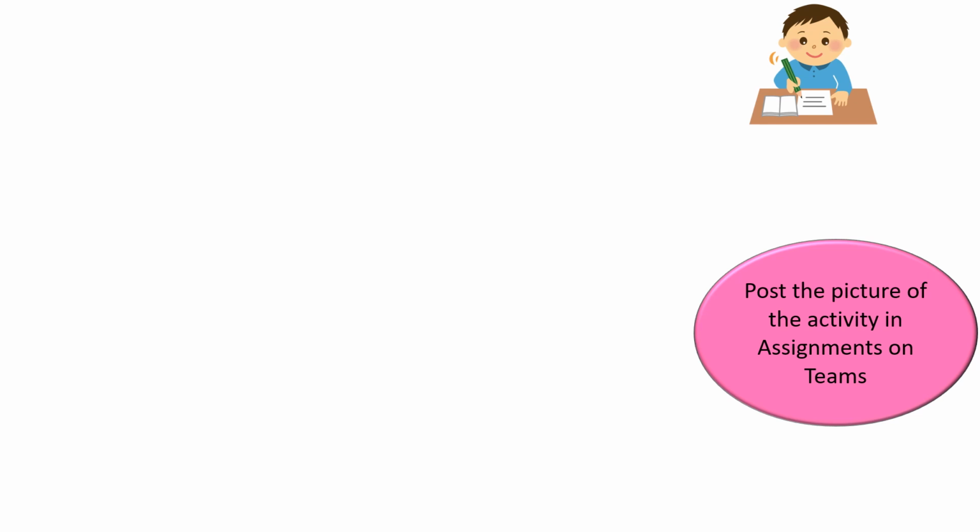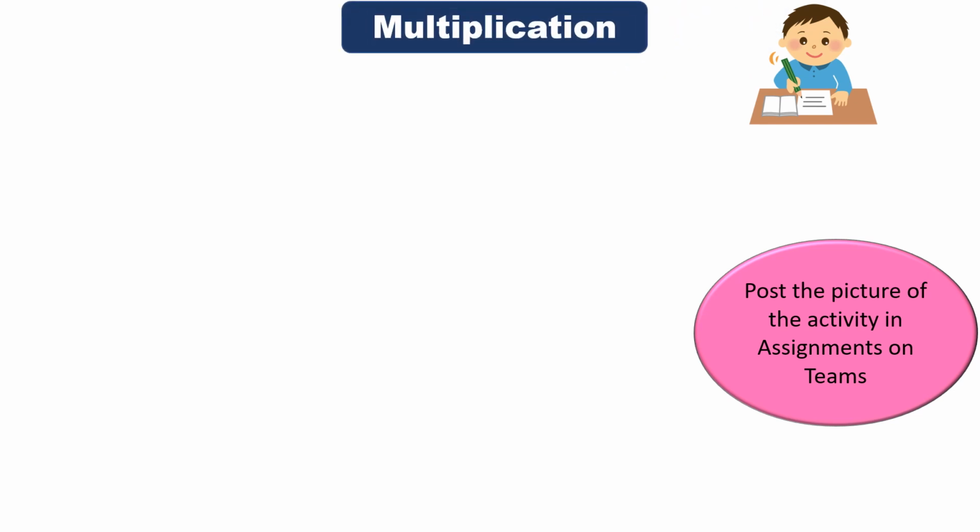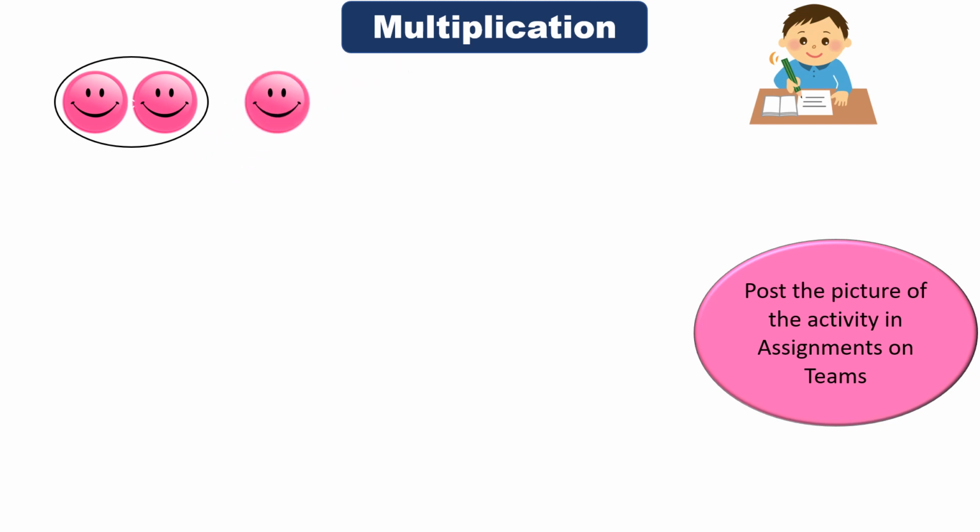On top of your notebook page or the A4 sheet, if you are using, just write multiplication on top of it, and then pick up a smiley and stick it over here. Pick up one more smiley and stick it over here. Then put a string over these two smileys so that a group of two smileys is formed. Then pick up one more smiley, stick it over here, and stick one more smiley near to this smiley and put a string over them also. Here we have made another group of two smileys.